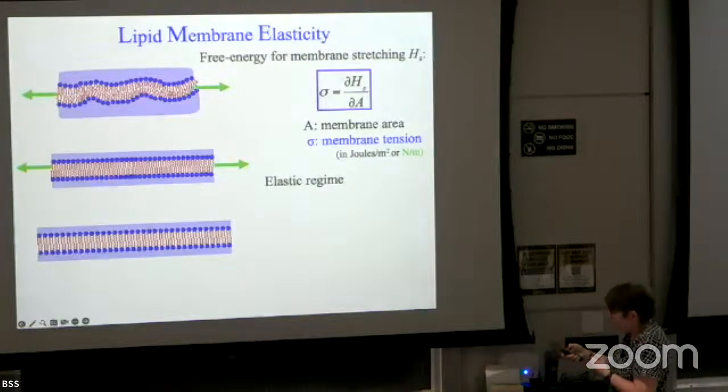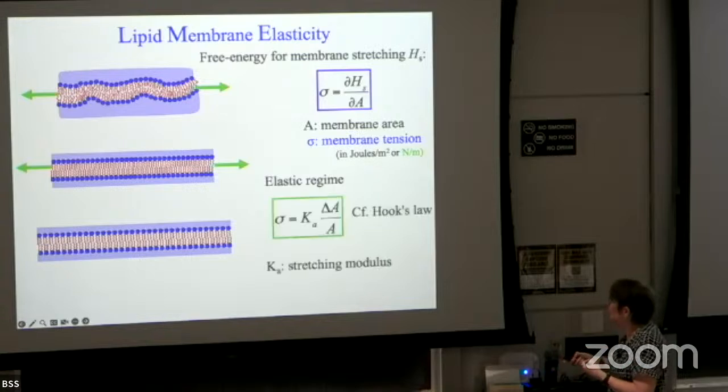And there is a regime, if you start stretching, where your membrane is not, let's say, ruffled anymore, but where you start to pull the lipids apart. And in this regime, the tension is changing linearly with the excess area. So this elastic regime is like a Hooke regime, right? And with that, we can define the first modulus.